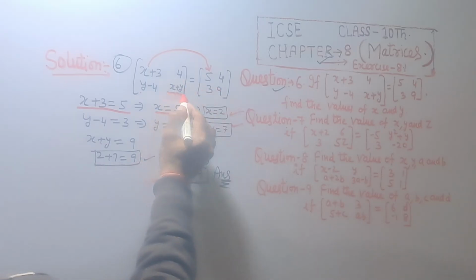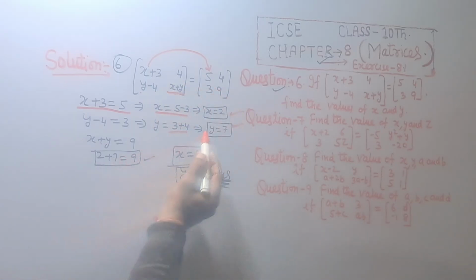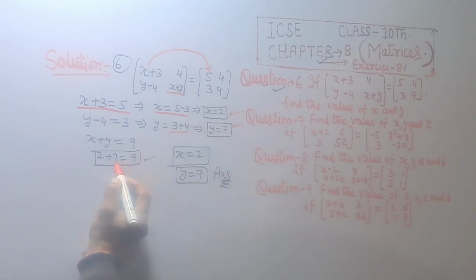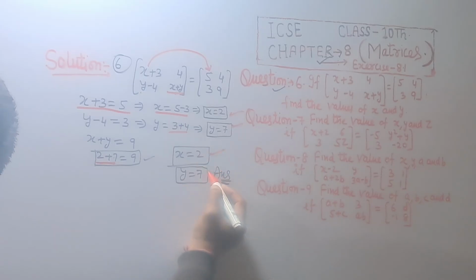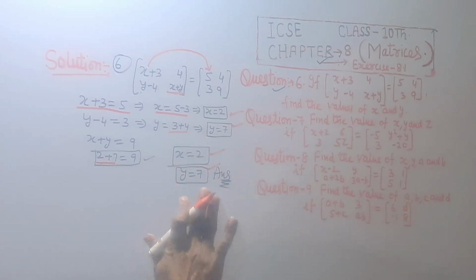And this equation is x plus y equal to 9. We are putting x is 2 and y is 7, and x plus y, that is equal to 9. So left hand side equals right hand side, and x equals 2, y is equal to 7. Answer.